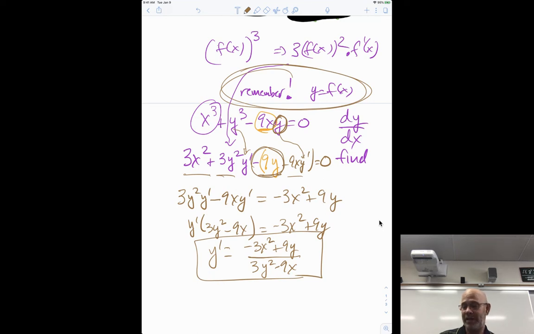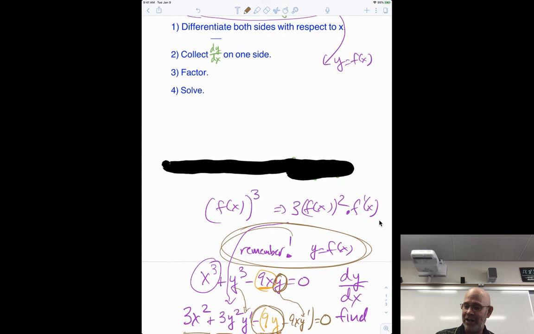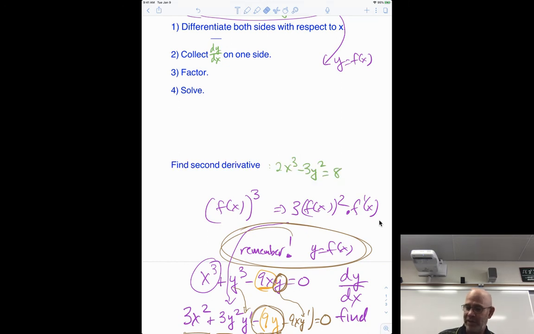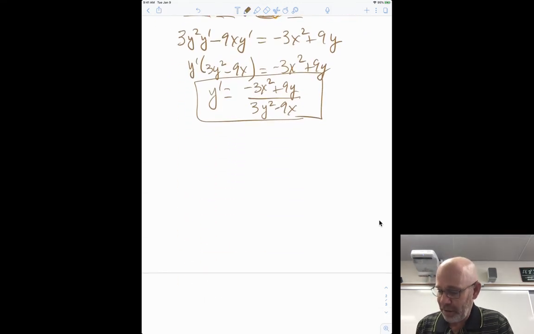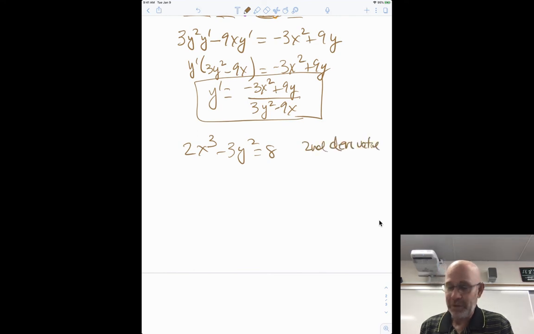I'm going to do one more because my next question is actually going to ask you to find a second derivative. So I'm going to scroll down here. I'll do the same problem: 2x cubed minus 3y squared equals 8. The question is find the second derivative. So we're just going to go through the same process once, which is find the first derivative, just a little practice.